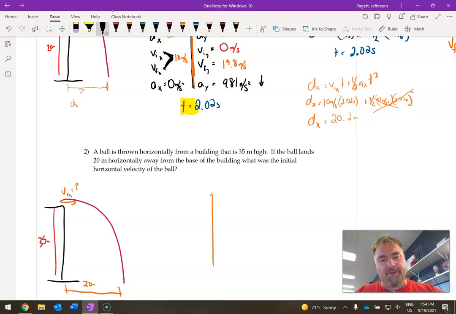So I make my chart. Oops, let me make this black. I don't know why it didn't jump before. Oh, there we go.